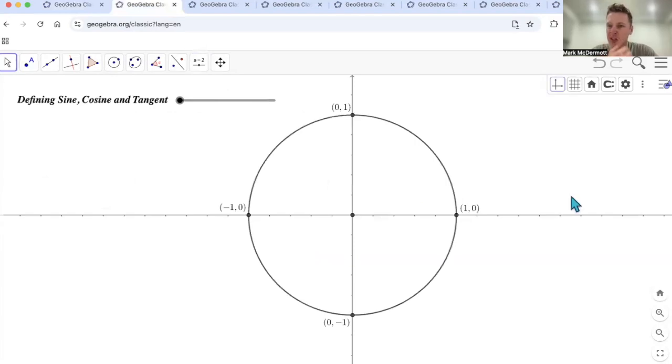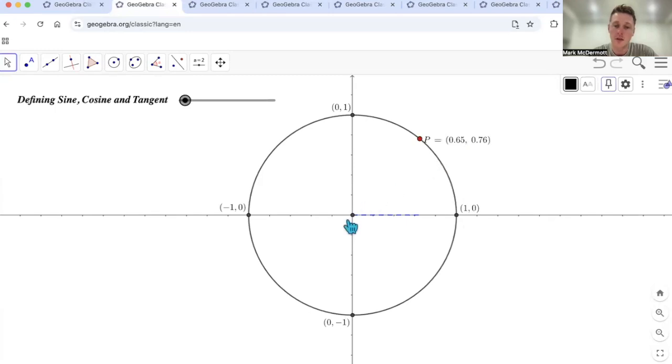Here we have our unit circle. A unit circle basically has a radius of 1 and it's centered on the origin. So these are the coordinates: 1, 0; 0, 1; negative 1, 0; 0, negative 1. What we want to do is define these sine, cosine, and tangent functions. So we're going to put a point on the circle. I'm going to call that point P, and at the moment, you can see it has an x coordinate of 0.65 and a y coordinate of 0.76.